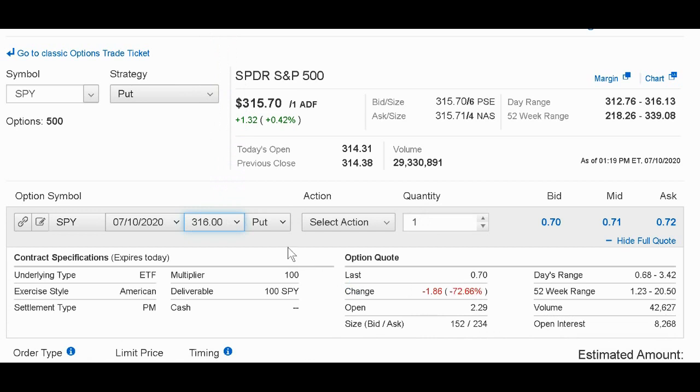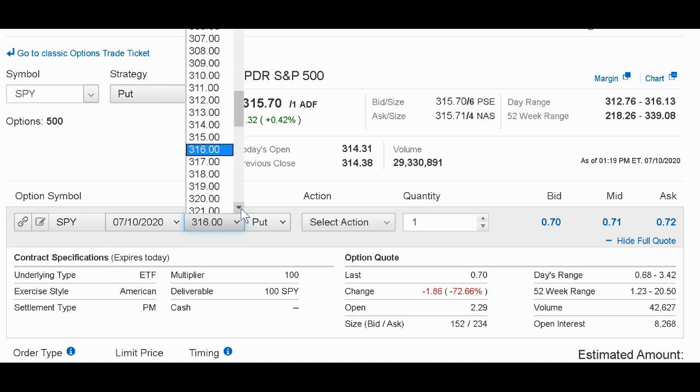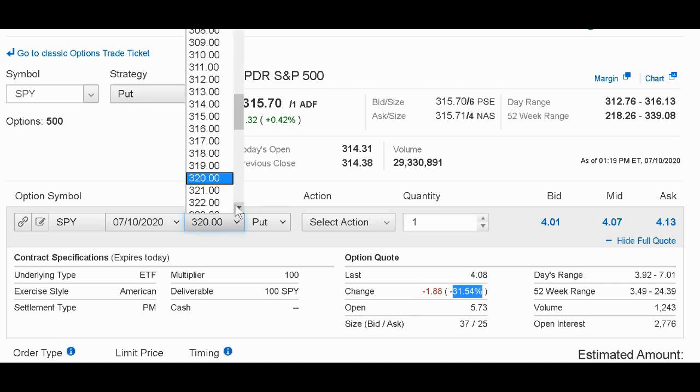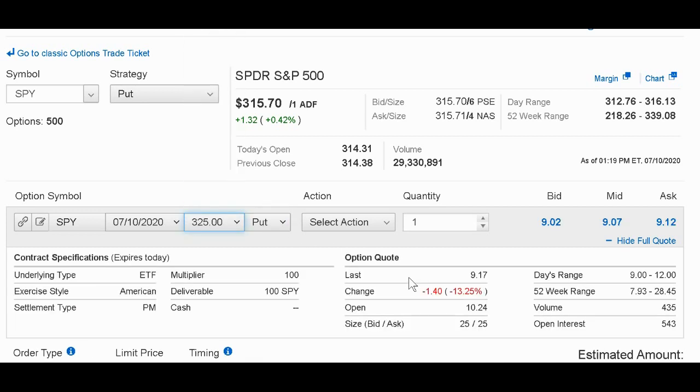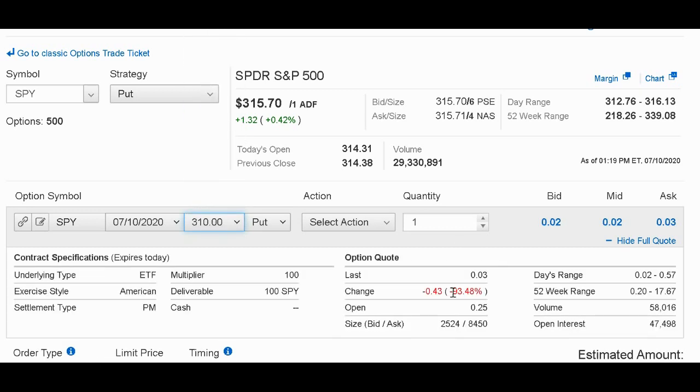Down 72, 73%. Okay. So let's look at, in the money, which in this case would have been, let's say, 320, lower than the current share price. Went down, a lot, but not as much, 31%. Okay. And then you go to, let's say, 325, only went down 13%. Okay. And the out of the money ones obviously would have been devastated, like a 310, down 93%, 94%. You get the idea, okay?